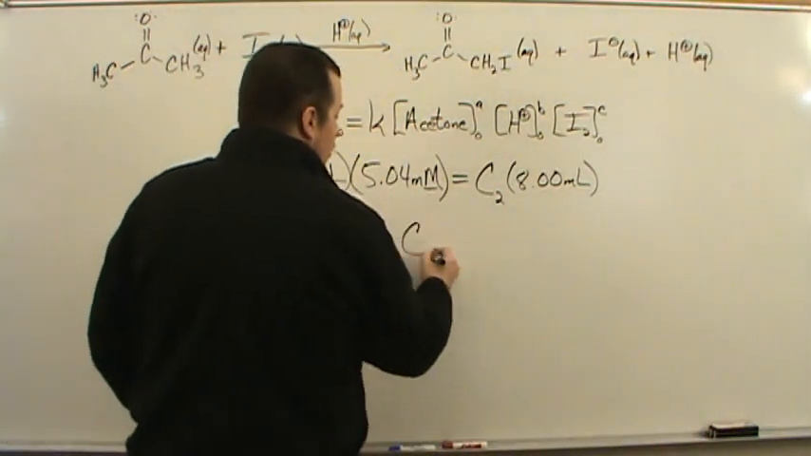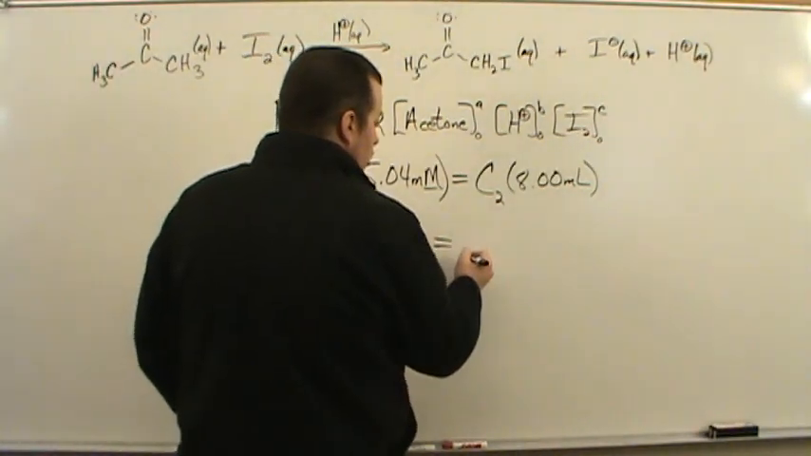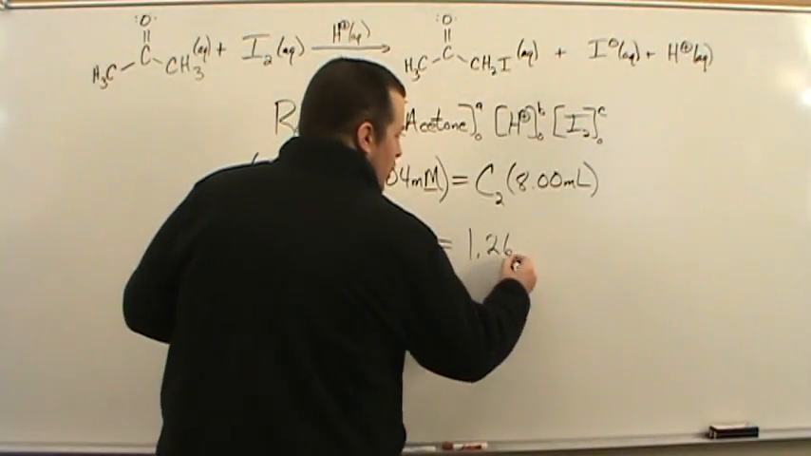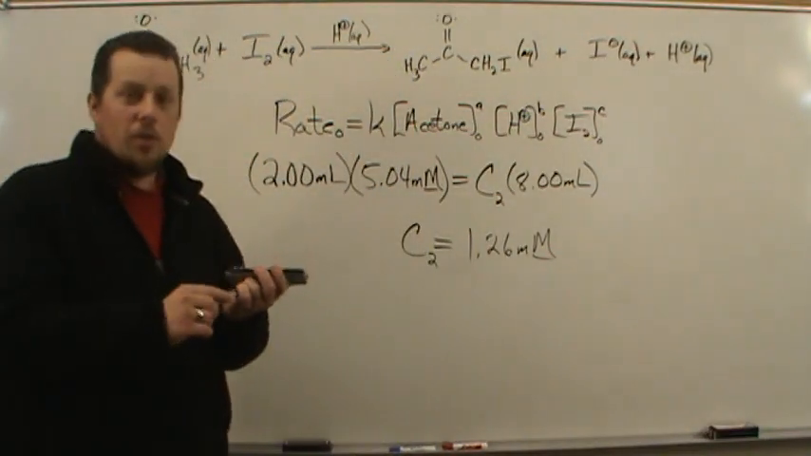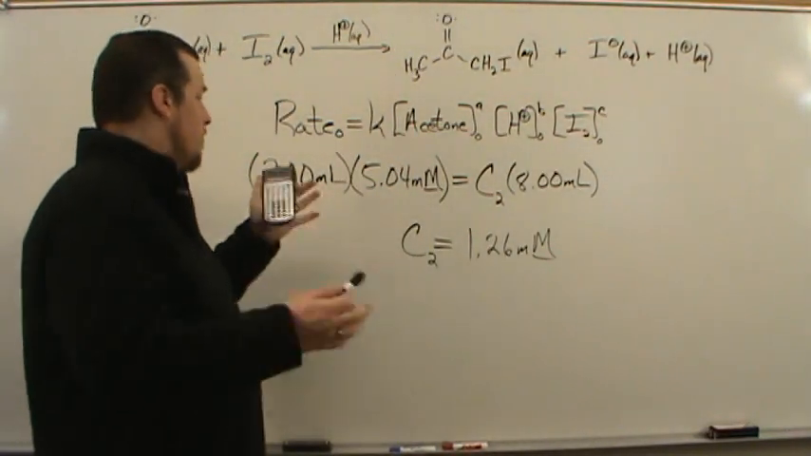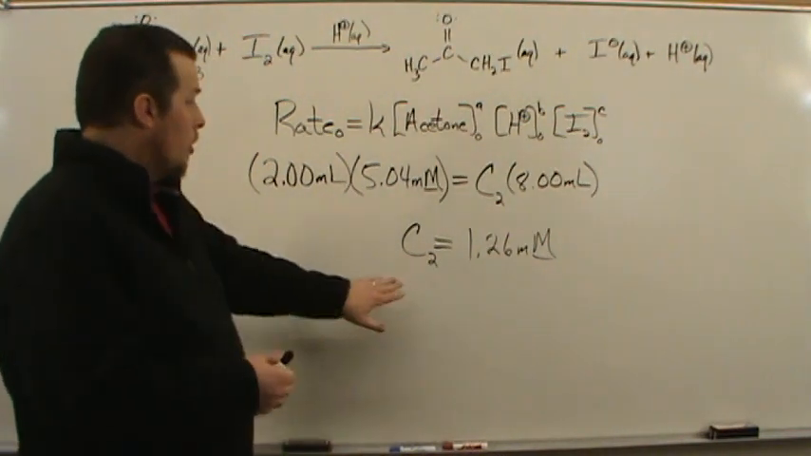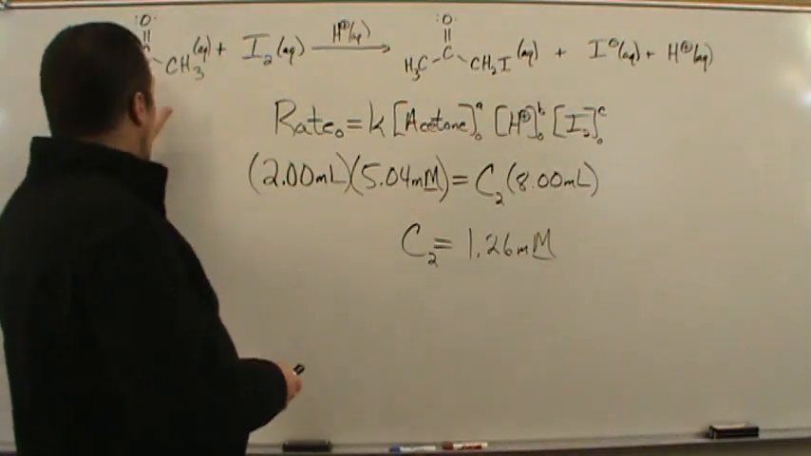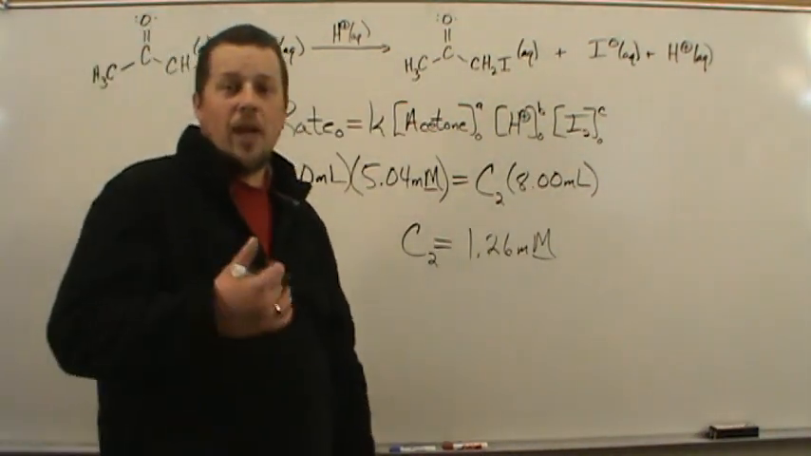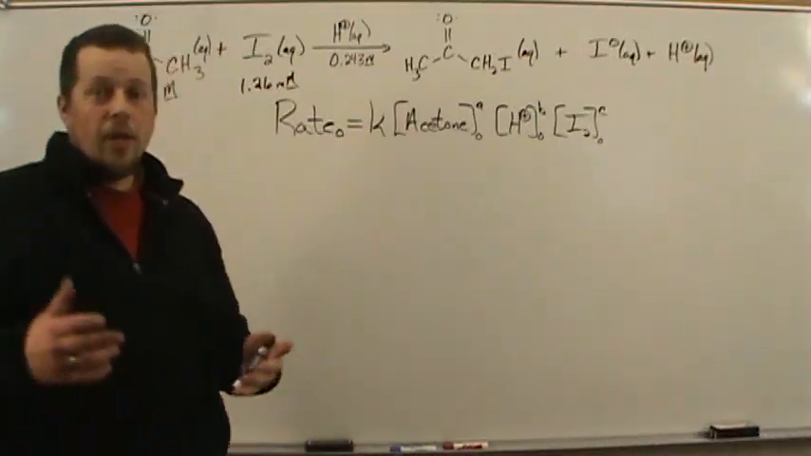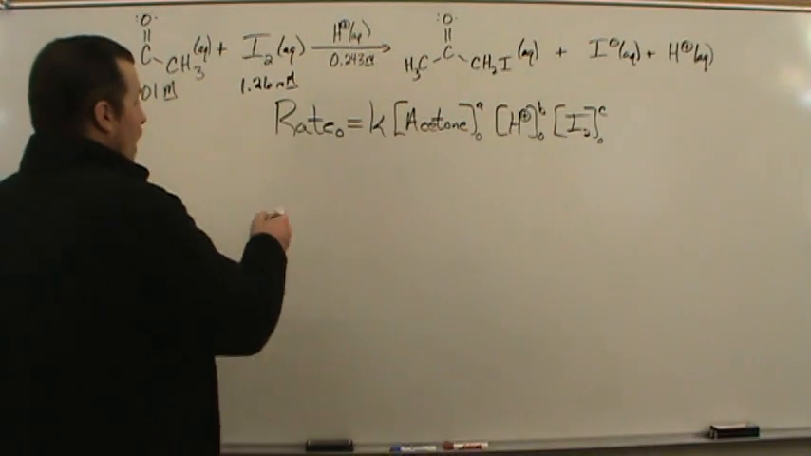So we can calculate that out. C2 is equal to 1.26 millimolar. So that's the initial concentration of iodine in the run if these are all of our numbers. You can go ahead and do that for all of your components, acetone, acid, iodine, for all of the reactions you did. Alright, so I figured out all my initial concentrations for the first run. So now we've got rate.